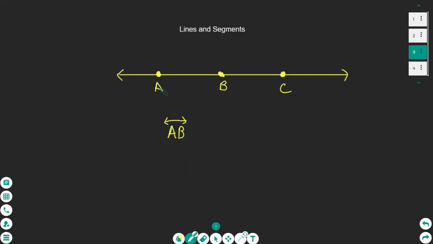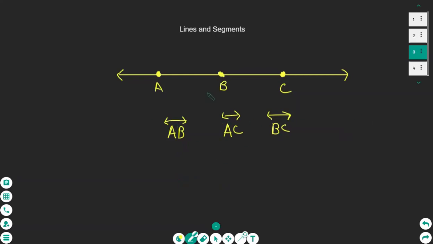I didn't have to use the 2 points A and B. I could have used the points A and C. So AC, the line AC, also represents this line that we see, this whole line, going forever to the left and going forever to the right. I could have also written this as BC, line BC. That also would have worked. So any one of these 3 would represent the same thing.